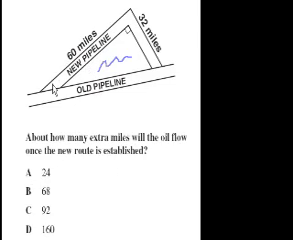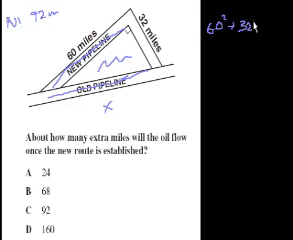So the new route is going to be 60 miles plus 32 miles. So the new route is 92 miles. So what was the old route? Well, the old route was the hypotenuse of this triangle, right? That was the old route. So let's call that x. 60 squared plus 32 squared is equal to x squared, because that's the hypotenuse.